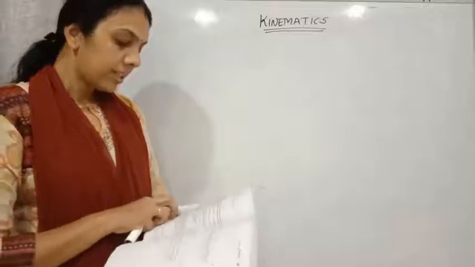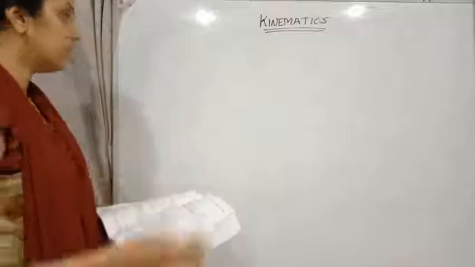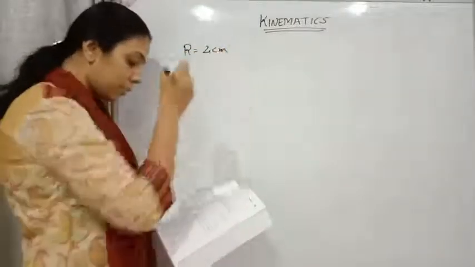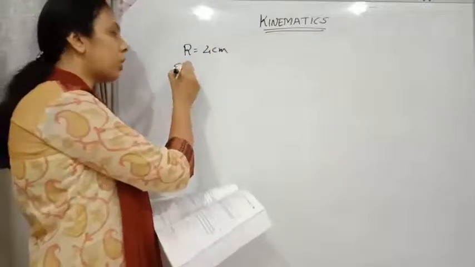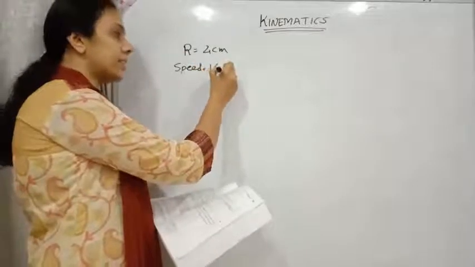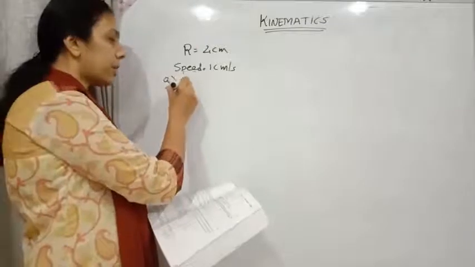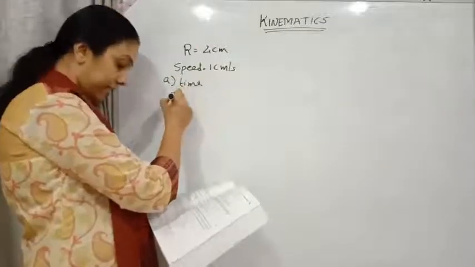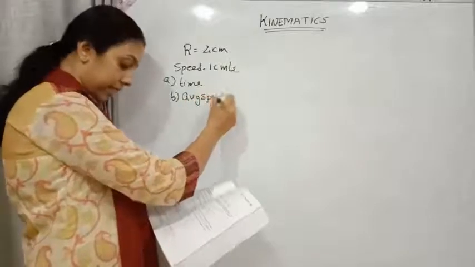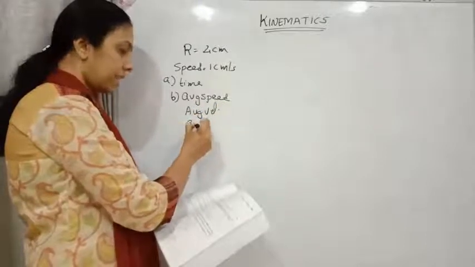A particle is moving in a circle of radius 4 centimeter. So radius is given as 4 centimeter. It's moving with a constant speed of 1 centimeter per second. We should find out the time period of the particle, and second one, average speed, then average velocity, then average acceleration.